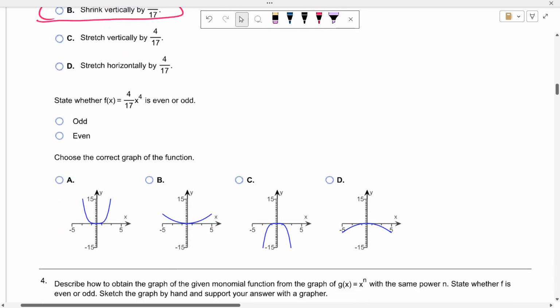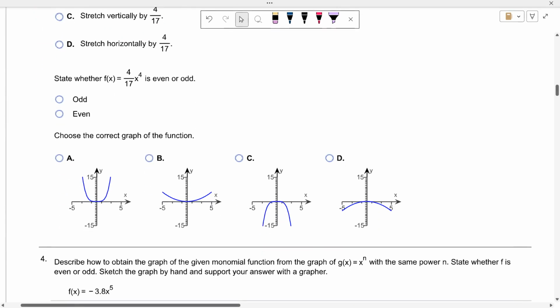Is this an even or odd function? Even, because it's an even power. So if it's an even function, it should look like A, B, C, or D. Should look like B.